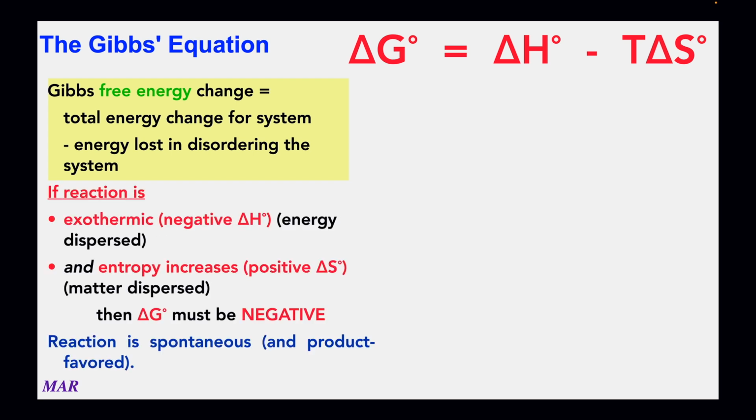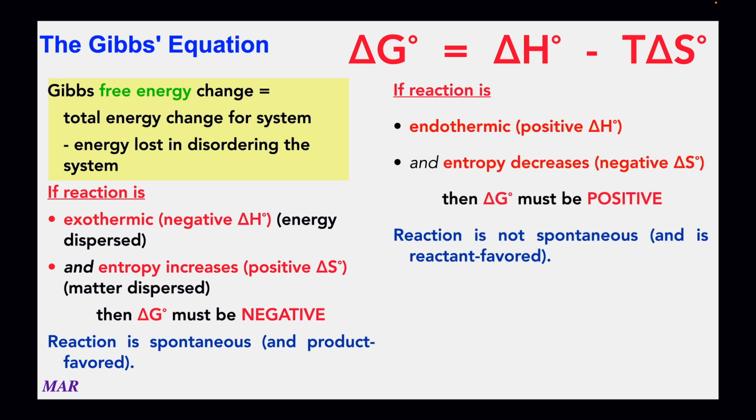But if you have an exothermic reaction with a negative delta H and an increase in entropy, a positive delta S, your delta G is going to be negative all the time, and negative delta G means that reaction is going to be spontaneous and product favored. So if you calculate a negative delta G, your reaction is going to happen. It's spontaneous. On the other hand, you can have endothermic reactions with positive delta H's. You can have negative delta S's, entropy decreasing, and those delta G's will be positive all the time. And positive delta G means you're not going to have a reaction which is going to occur as readily. So positive delta G means the reaction's not spontaneous. That's going to be more reactant favored.